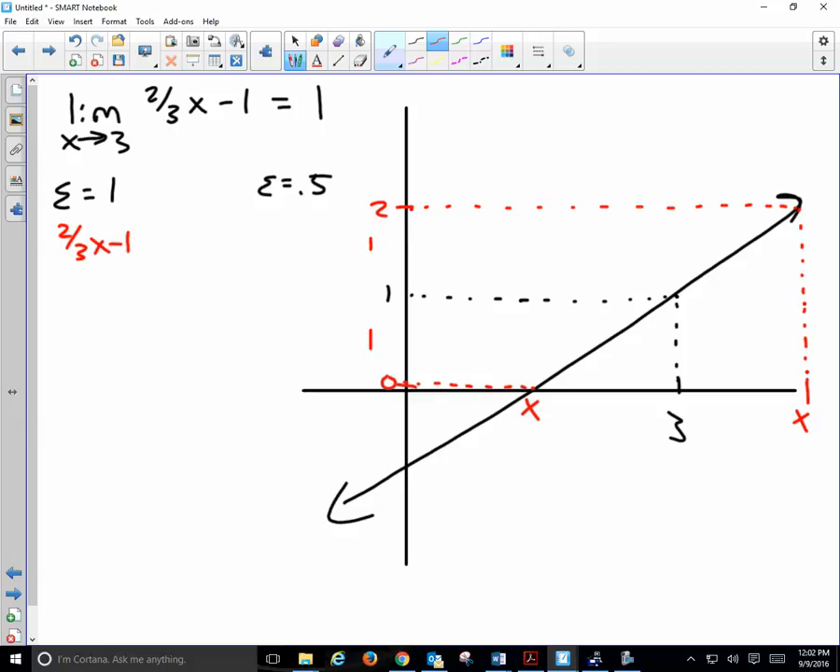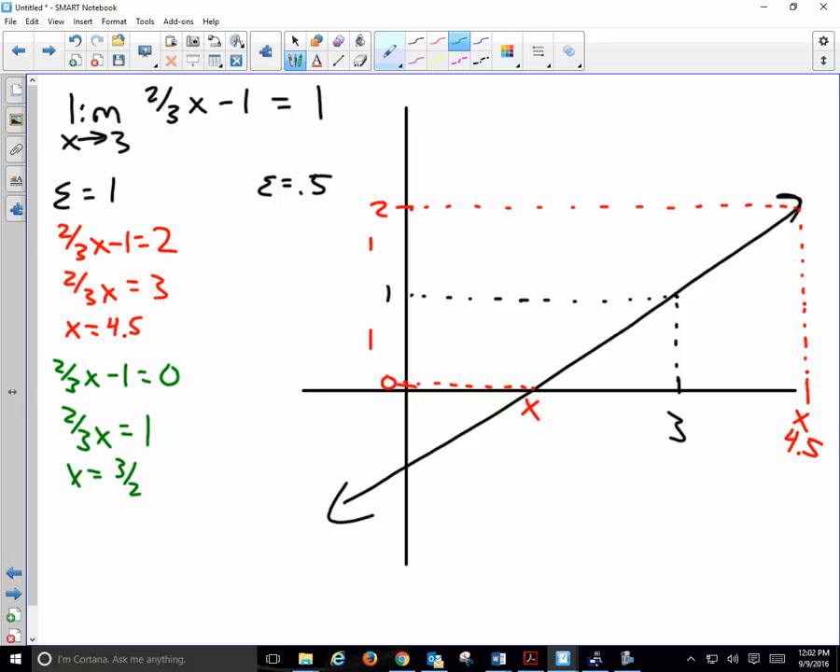2/3 x minus 1 is equal to 2. Solve. How do we solve? Add 1, so we get 3 multiplied by 3 halves. So x is equal to 9 halves, or 4.5. How do I find the other spot? Same thing. 2/3 x minus 1 is equal to 0. So 2/3 x is equal to 1 multiplied by 3 halves. X is 3 halves, or 1.5.